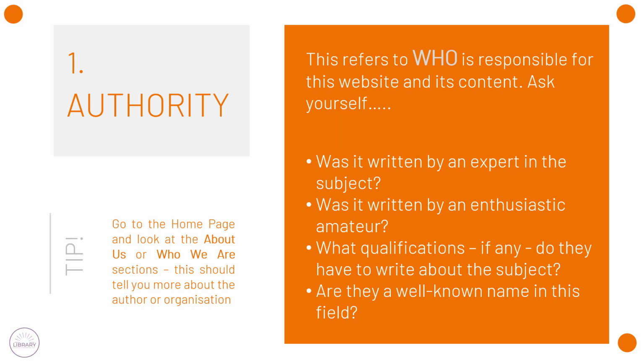The first criteria is authority. This refers to who is responsible for the website and its contents. You should look at who the author or authors are and see what qualifications or experience they have to talk about the subject. The information may be written by an expert or an enthusiastic amateur, so it's important to find out more about them and to use the information accordingly. As a tip, go to the home page of the website and look at the About Us or the Who We Are sections. This should tell you more about the author or the organisation.